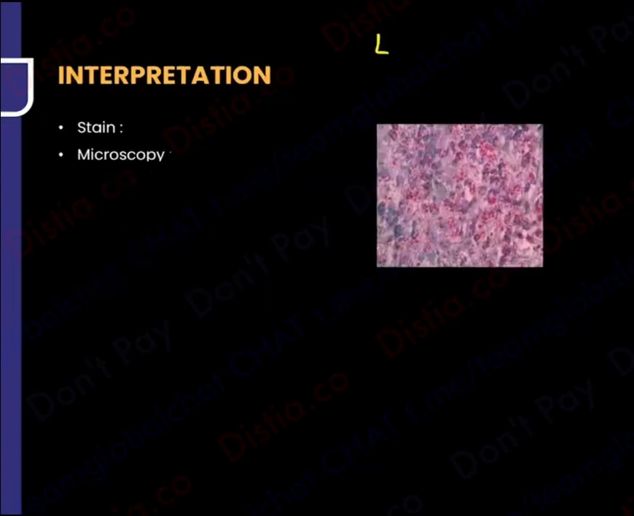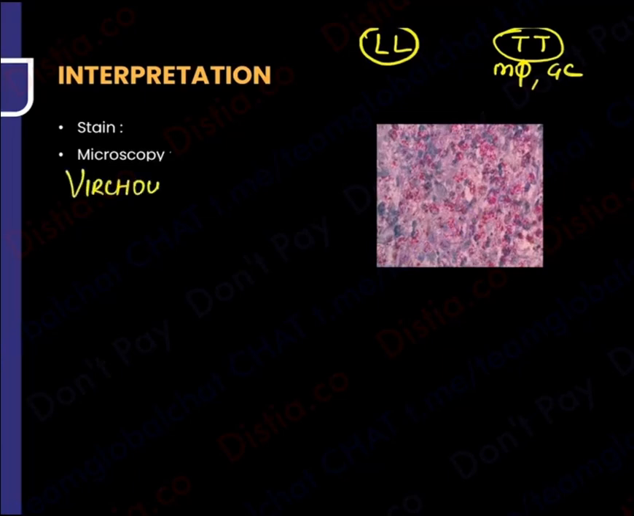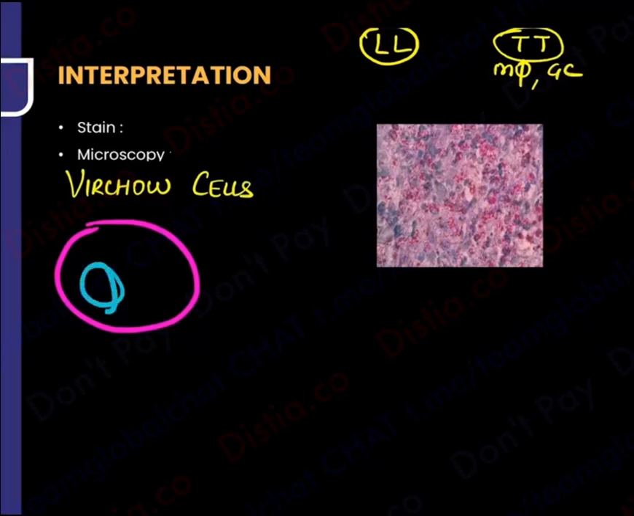I just told you, if you're dealing with lepromatous versus tuberculoid, where will you see macrophages and where will you see giant cells, granuloma wale features? Tuberculoid mein. What will you see in lepromatous? You will see the presence of Virchow cells. Remember, lepromatous leprosy shows you the presence of Virchow cells. What are Virchow cells? They are big macrophages.